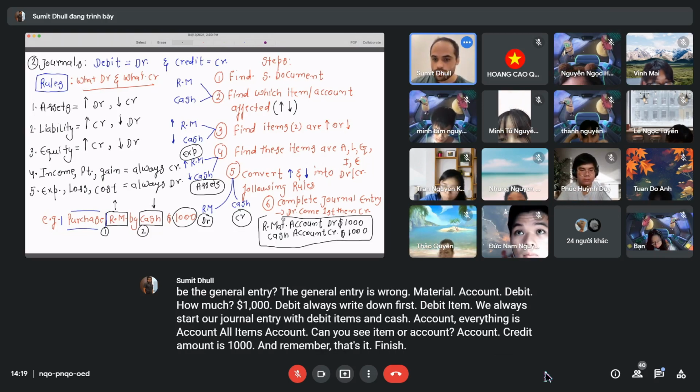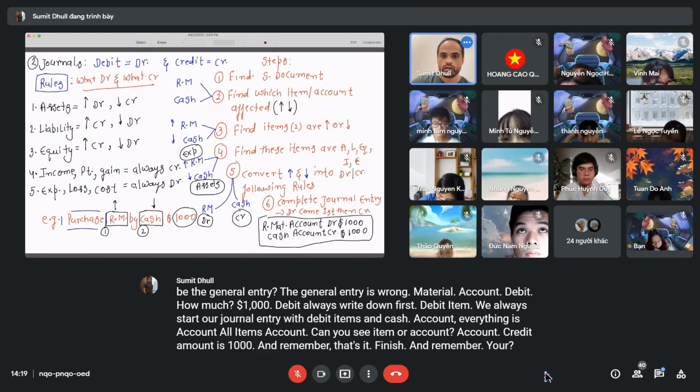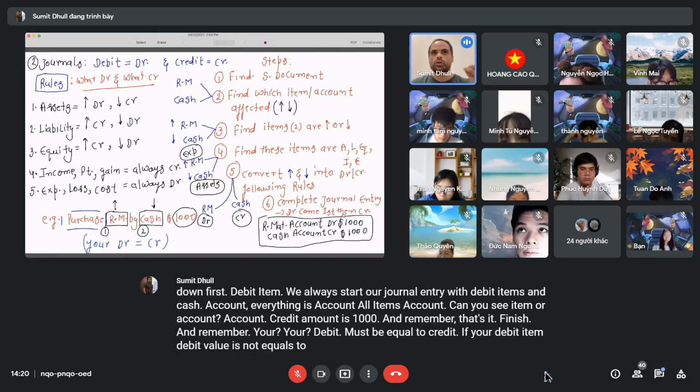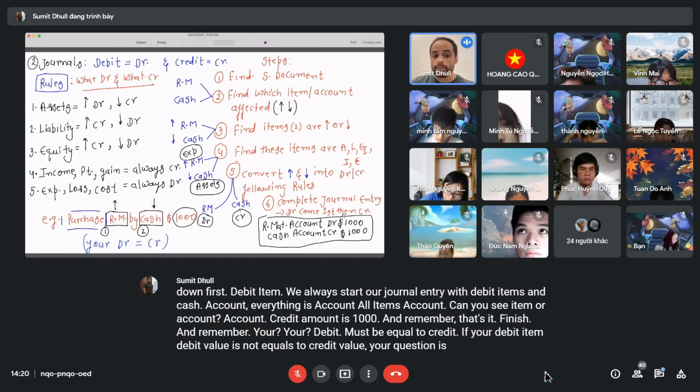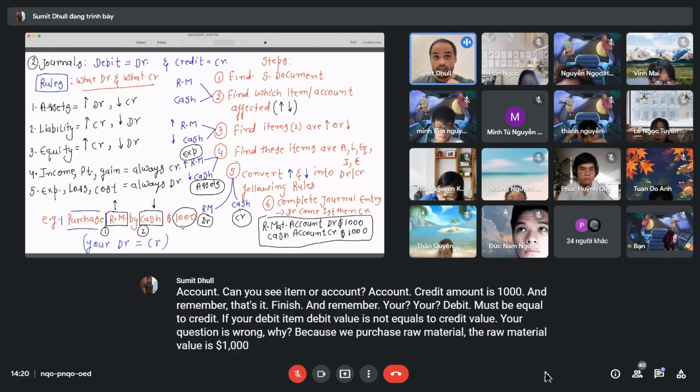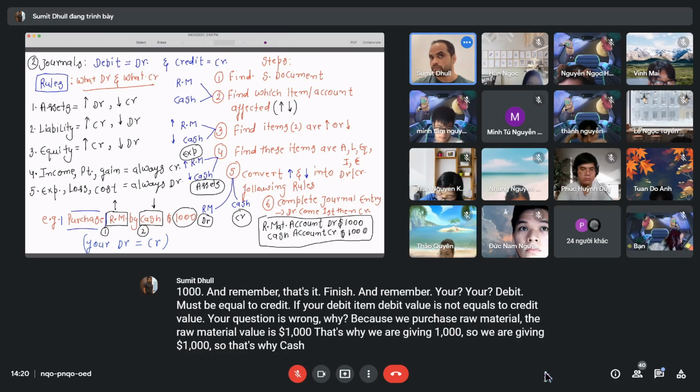And remember, your debit must be equal to credit. If your debit value is not equal to credit value, your question is wrong. Why? Because we purchased raw material. The raw material value is $1,000. That's why we are giving $1,000. So that's why cash $1,000.